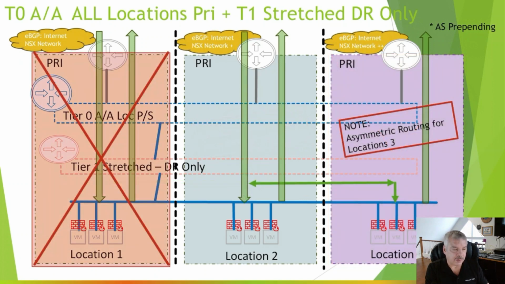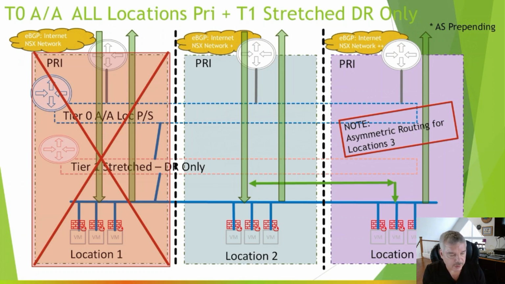How about if you lose your location 1, where your primary location is, right? Once you lose location 1, again, asymmetric routing for location 3, right? So what happens here in this example, let me clear this. So we lost location 1. We're still all primary here.